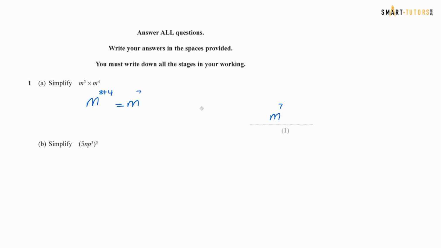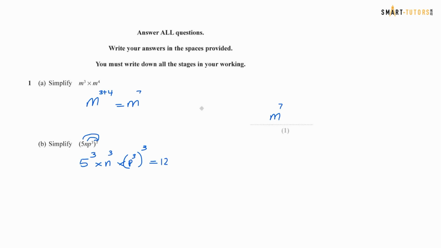Second question, simplify again, (5np cubed) to the power 3. So basically this 3 belongs to each and every term. This 3 belongs to 5, this 3 belongs to n, and this 3 belongs to the p cubed as well. So 5 cubed n cubed times p cubed to the power 3.